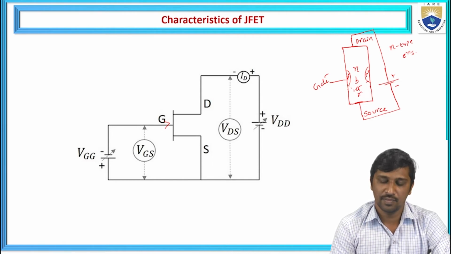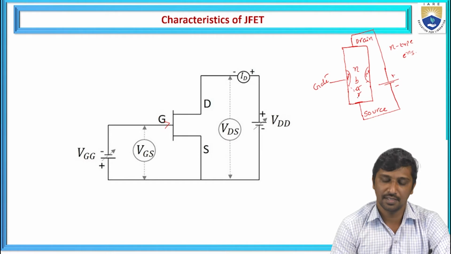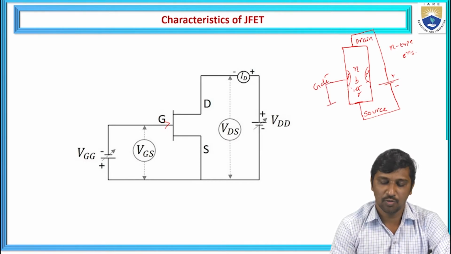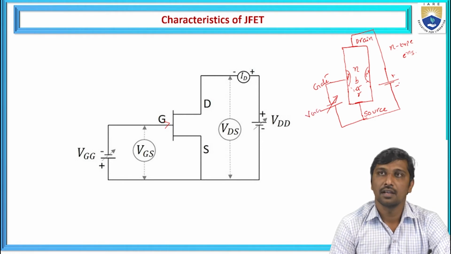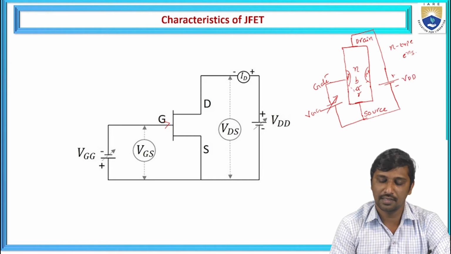And similarly, based on the principle of the n-channel JFET, to control the flow of drain current, the gate is always reverse biased. Hence, the gate is biased with the negative pole of the battery with respect to the source, and this biasing voltage is represented as VGG. And the biasing voltage between the drain and the source is represented as VDD.